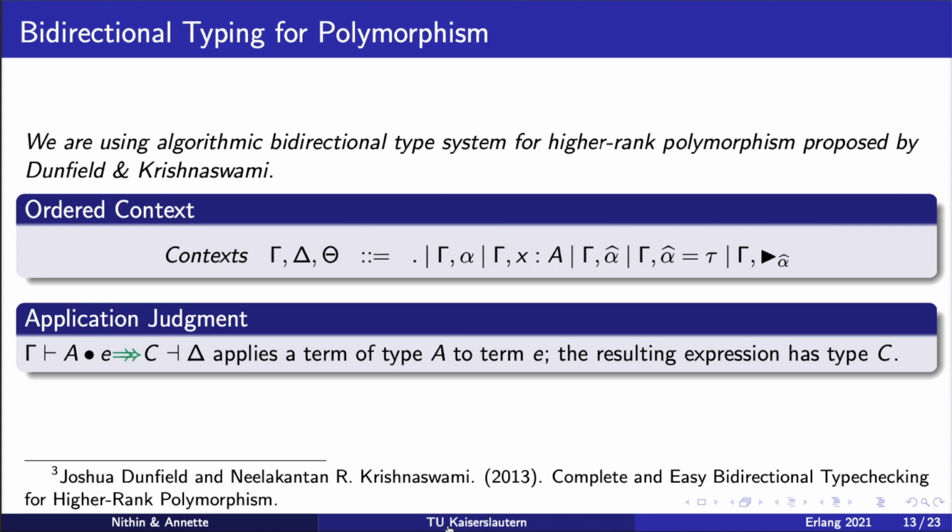Another one is the application judgment. We saw both inference and checking judgments; this is something new, the application judgment, to handle the application of polymorphic functions. Here we are applying a term of type a, which is a polymorphic function, to a term e, and the resulting expression has a type c. Basically the quantifiers in the polymorphic function will be instantiated exactly when the function type needs to be revealed.